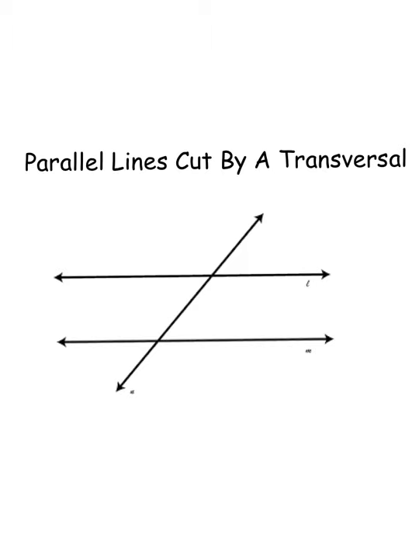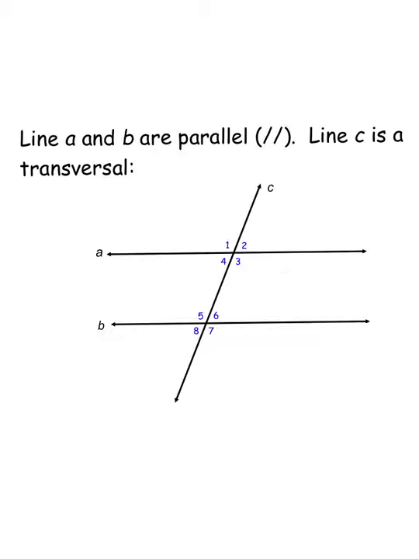Okay, today we're going to talk about parallel lines cut by a transversal. Please make sure that you take out a piece of loose leaf paper if you chose not to print out the notes. So if we look at this picture, it says lines A and B are parallel. The symbol for parallel is two slanted lines that look like this. Line C is a transversal. Notice that line C hits both line A and line B.